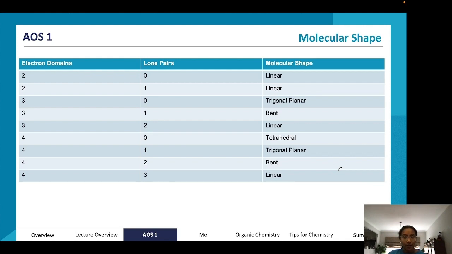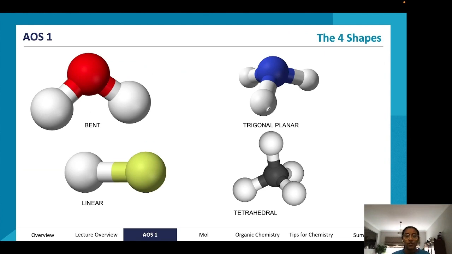So this gives you a good overview of your molecular shape as it relates to your number of electron domains and also the number of lone pairs. This is a really useful diagram. If you have two electron domains, so basically you have the potential to form two bonds, it's going to be a linear molecular shape, whether you have a lone pair or not. If you have three electron domains and no lone pairs, you'll have a trigonal planar shape, which makes sense because you're going to have 1, 2, 3, all as far away from each other as possible.